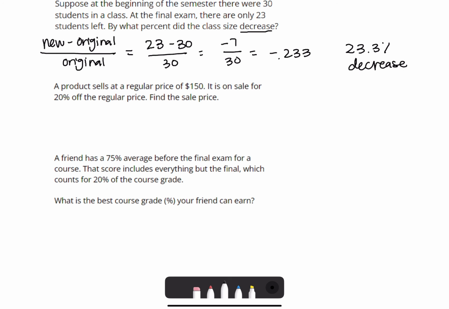Okay, next, a product sells for a regular price of $150. It's on sale for 20% off. So you do 150 times 1 minus the percent off, and we write it as a percent, so you would do 0.2 or 0.20 for 20%. The sales price is $120.